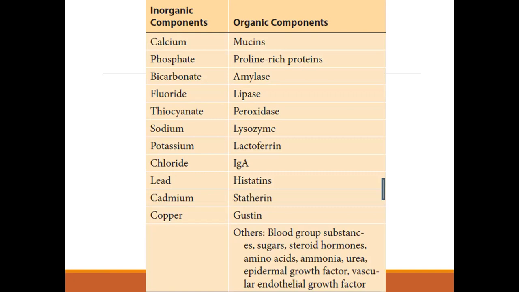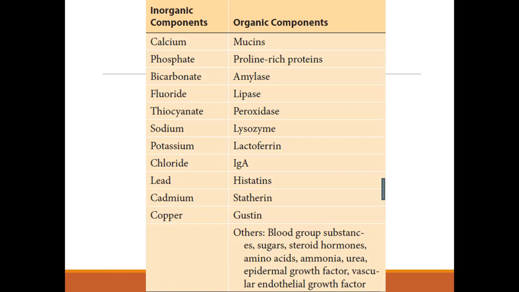Then a small amount of sugars will be present in the saliva, secreted from the blood only. Then we have other substances like ammonia and urea. They also will fight against the bacterial organisms. Then we have epidermal growth factor, helpful in the formation of epithelium, and vascular endothelial growth factor, helpful in the formation of blood vessels. So these factors are helpful during healing of some injuries in the mouth. Like this, so many substances are present in the saliva. Each one has its own functions. So this is the composition of saliva.